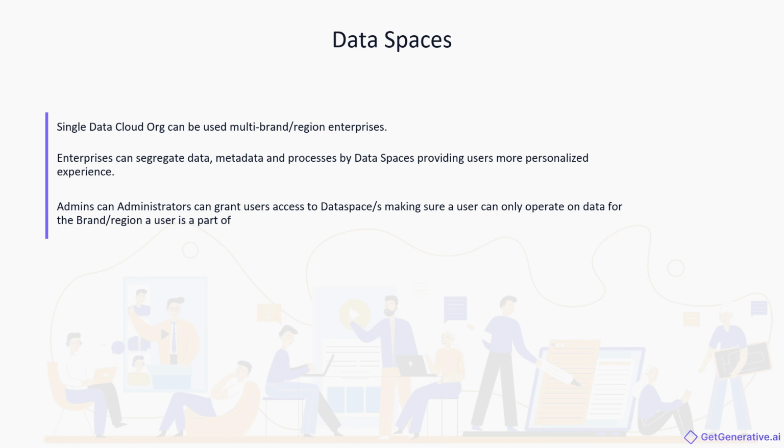Enterprises can segregate data, metadata, and processes by data spaces, providing users a more personalized experience. I think that's a very good presentation. Your data, your metadata, and your processes, all three of them are being segregated using a data space. Administrators can grant access to users for data spaces, making sure users can only operate on data for the brand and region they are part of. So each user can be given a data space. Similar to that, during integration, each companion org can be given a data space which they should have access to.